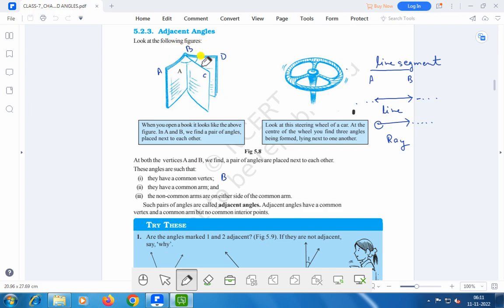They have a common arm. Here you see BC is common to this angle ABC and BC is also common to angle CBD. The non-common arms are on either side of the common arm. This is the common arm. These are non-common arms on either side of the common arm. Such pairs of angles are called adjacent angles. Adjacent angles have a common vertex and a common arm but no common interior points. If you remember that it has no common interior points. Such pairs of angles are called adjacent angles. Adjacent angles have a common vertex and a common arm and no common interior points.